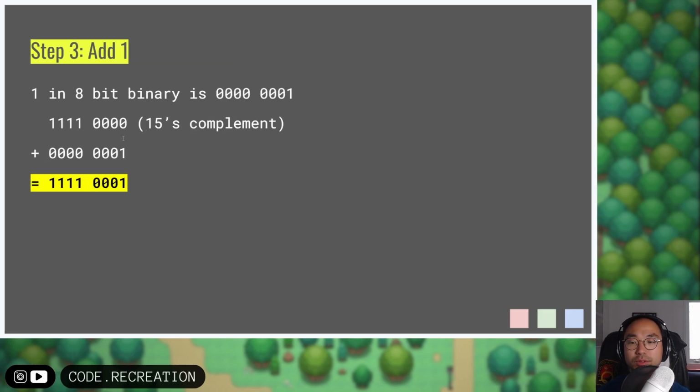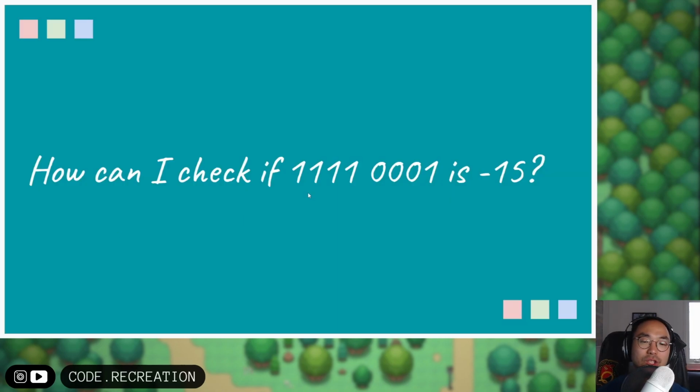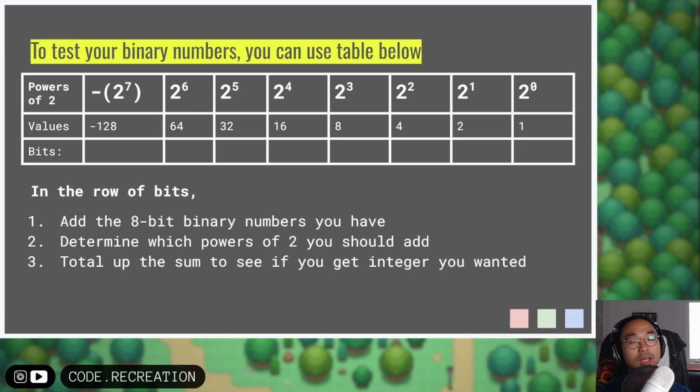This is very simple. There is no overflow occurring. 0 plus 1 gives us 1, and everything else is all 0 plus zeros or 1 plus zeros. So we just go straight down the line, and negative 15 will be expressed in an 8-bit system as 1, 1, 1, 1, 0, 0, 0, 1. Now, you might be thinking, well, how can I check if 1, 1, 1, 1, 0, 0, 0, 1 is actually negative 15? Well, that's when you can use this table.